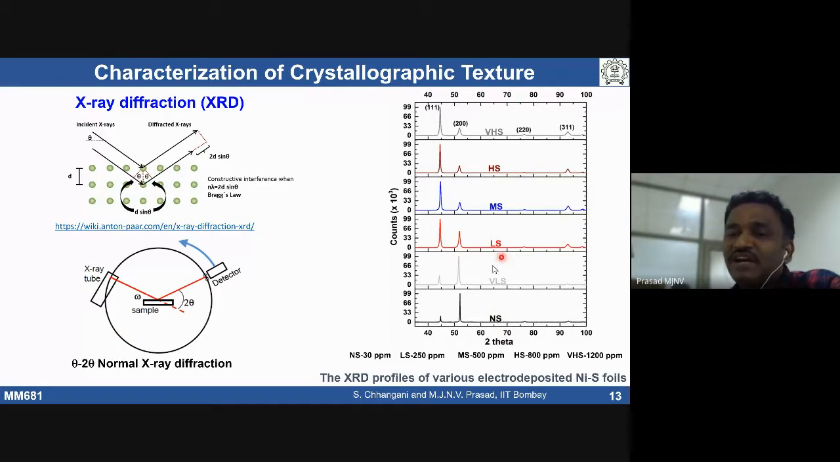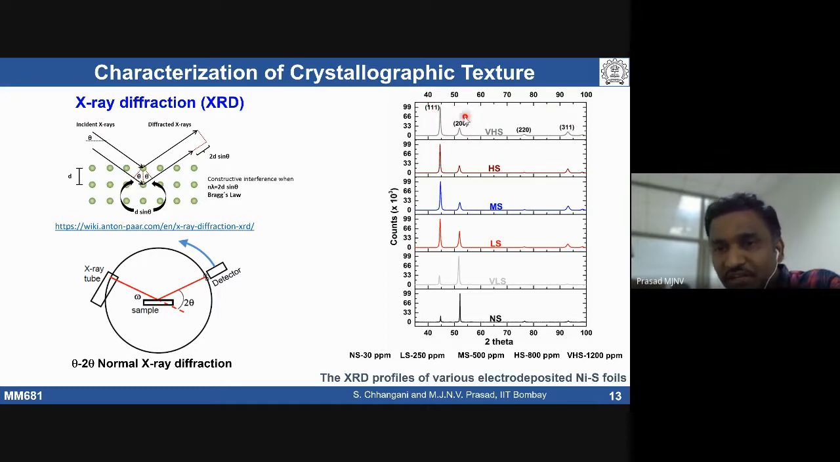With changing sulfur content, he saw changes in the peak intensity. Initially, we are getting a particular peak, which corresponds to 200. Nickel is FCC. For FCC, we get 111, 200, 220, 311 peaks. You know that 1 square plus 1 square plus 1 square gives 3, 2 square plus 0 plus 0 gives 4, h square plus k square plus l square. So we get a 3, 4, 8, 11 kind of combination.